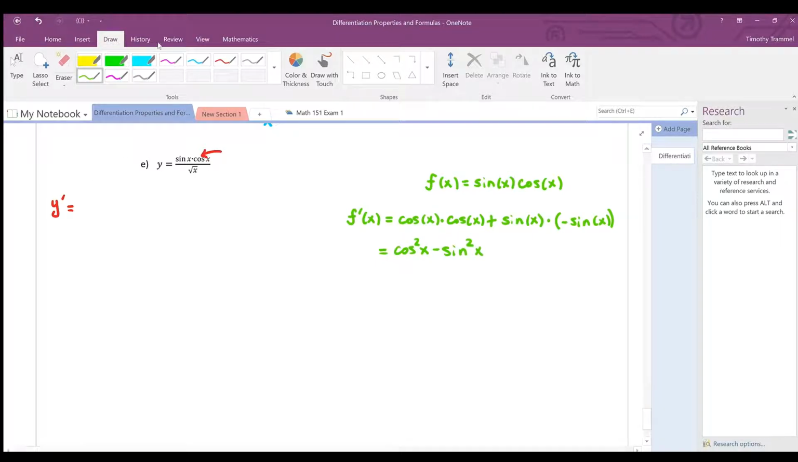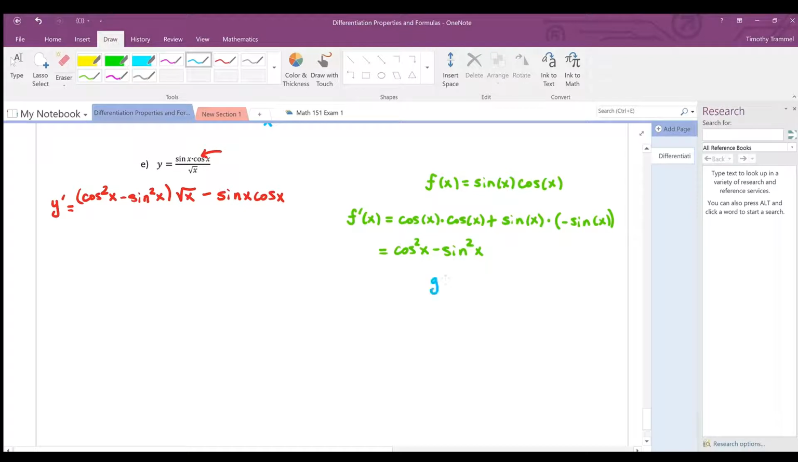So I'm going to put that in the numerator here, because the first thing I want to do is take the derivative of sine of x cosine of x, which is cosine squared x minus sine squared x. Okay. Now remember, with the quotient rule, you want the derivative of the top times the bottom function minus the top function times the derivative of the bottom function. Okay, well, let's figure out what that would be.